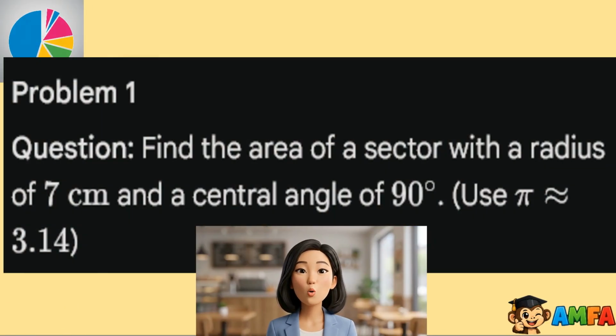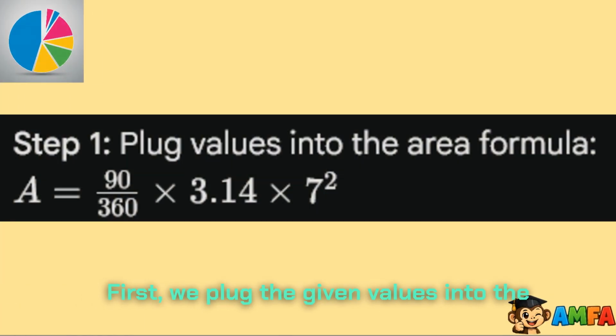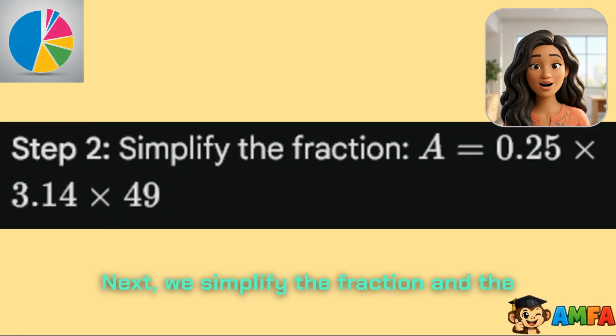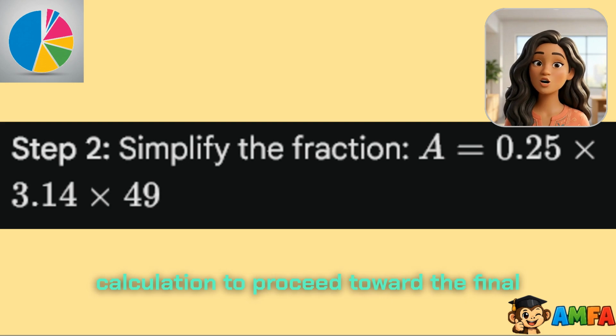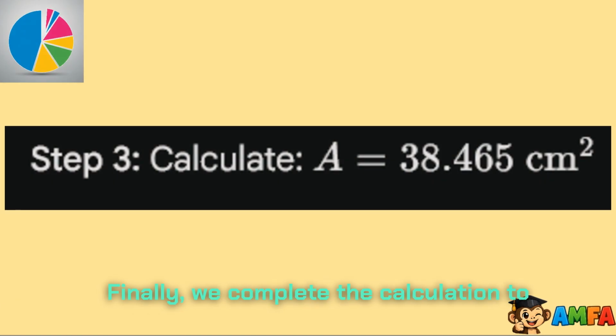In our first problem, we need to find the area of a sector with a radius of 7 centimeters and a central angle of 90 degrees. First, we plug the given values into the area formula. Next, we simplify the fraction and the calculation to proceed toward the final answer. Finally, we complete the calculation to find that the area is approximately 38.465 square centimeters.